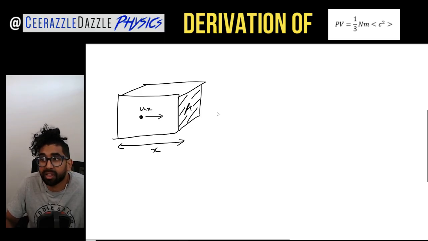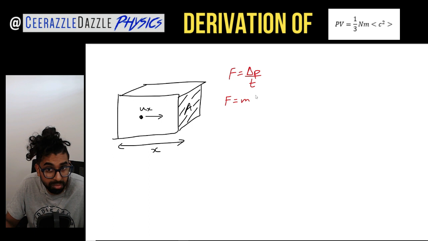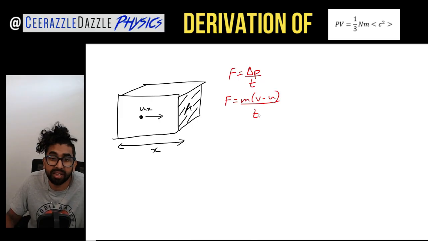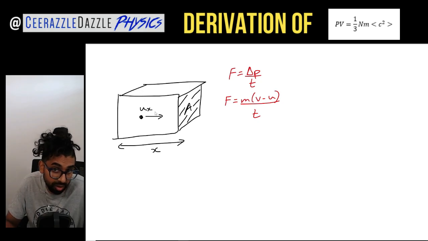Let's talk about the force and the rate of change of momentum. First of all, we should recognize that force is equal to the change in momentum divided by the time taken. Therefore F is equal to m, don't forget change in momentum, it will be the final velocity minus the initial velocity divided by the time taken. There we go. Then from here we can plug in the velocity.